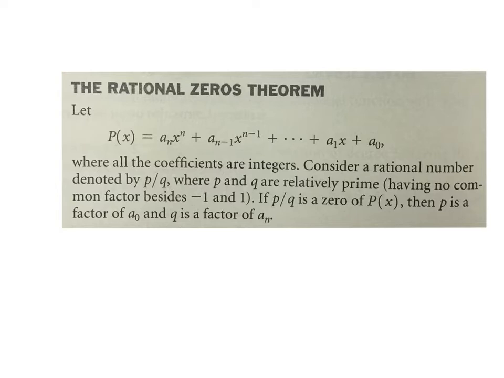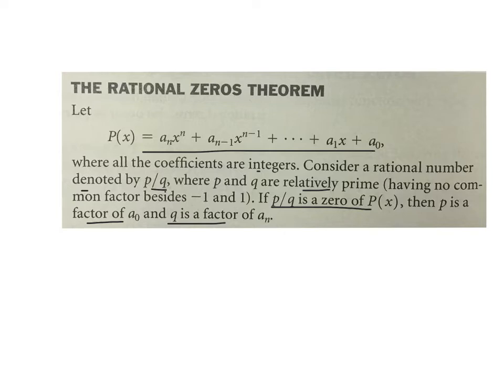It says let p of x be this big polynomial right here, where all the coefficients are integers. Consider a rational number denoted by p over q, where p and q are relatively prime. If p over q is a zero of p of x, then p is a factor of the constant term and q is a factor of the first term. That is a very complicated way to say what we're really doing here.